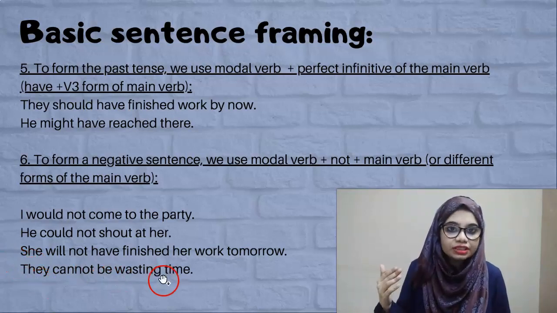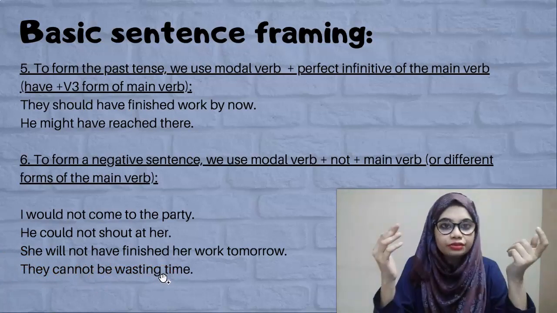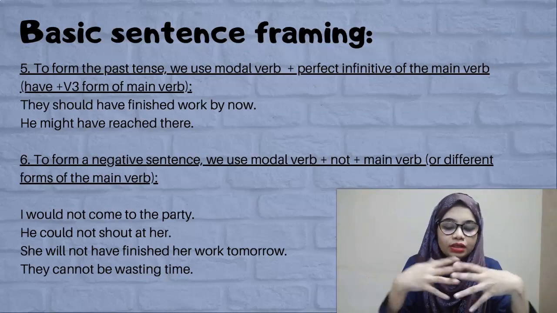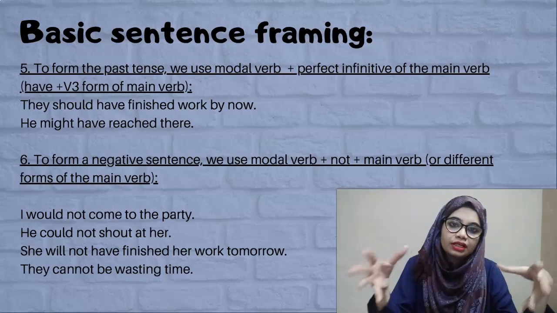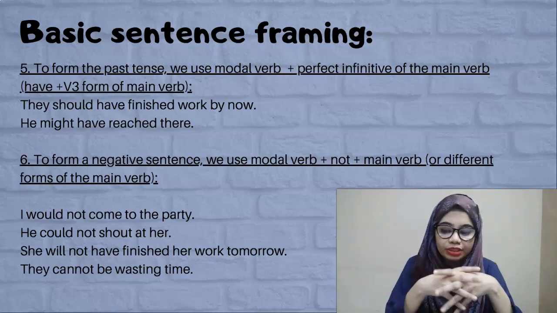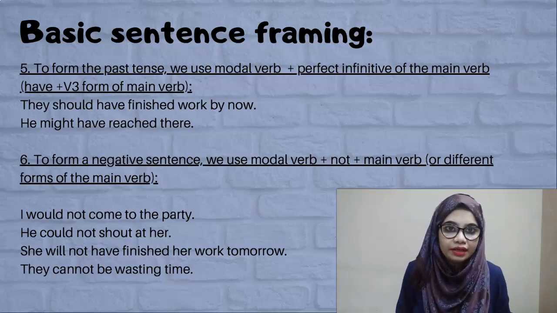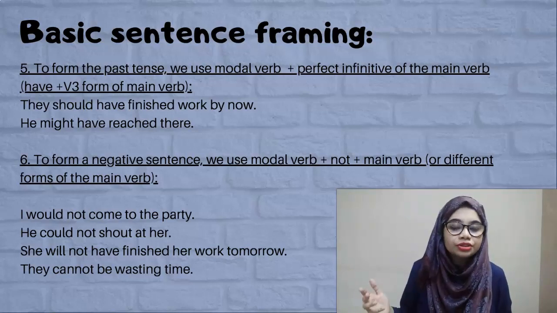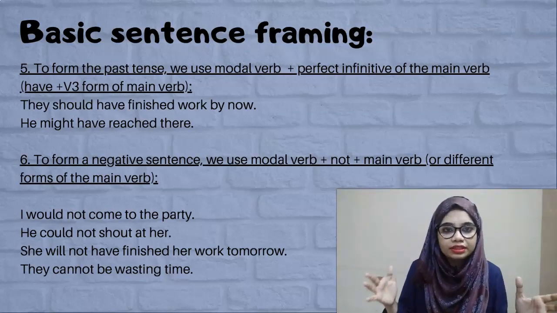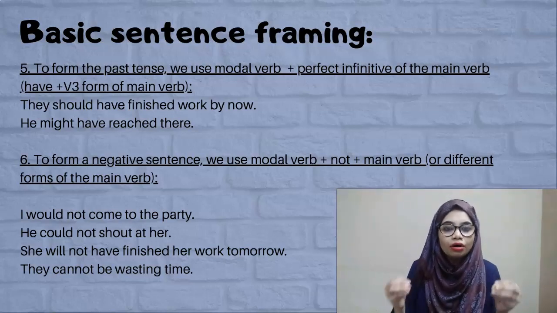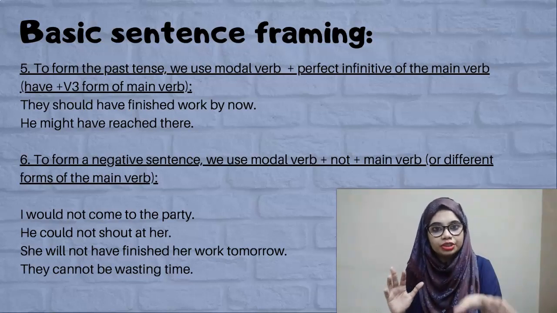They cannot be wasting time. So this is about the present, but we are trying to say something continuous in the present but in the negative form. So they cannot be wasting time. Can is the modal verb. When can and not come together, we make them into a compound word. Cannot be wasting. So be plus main verb plus ing in our previous slide we saw is for using modal verbs in continuous sentences. So all of the sentence framings that we saw, all of them can be used in the negative frame using this particular formula.